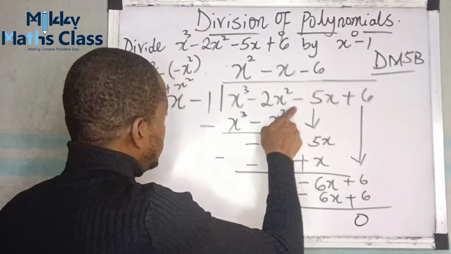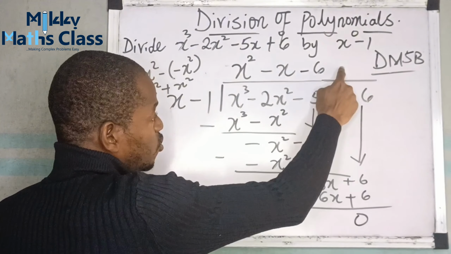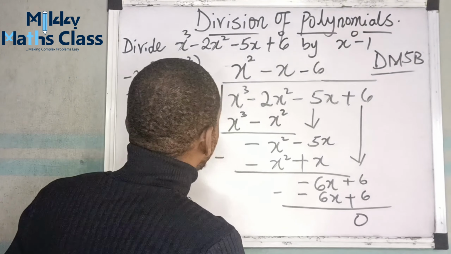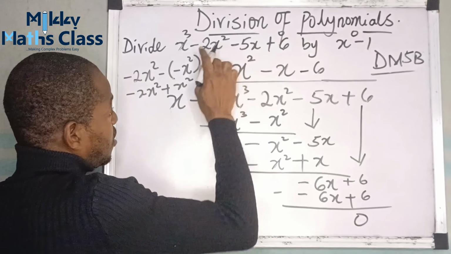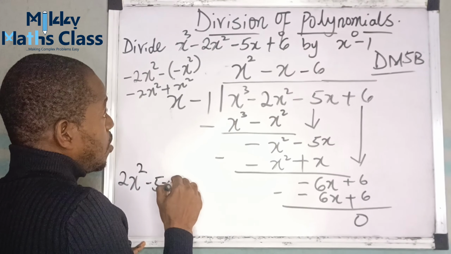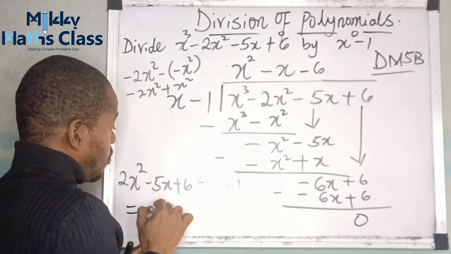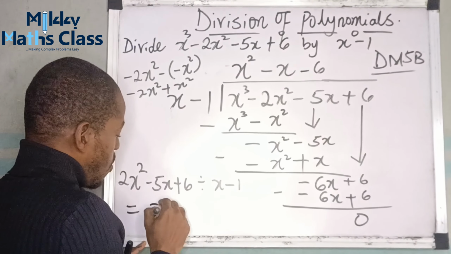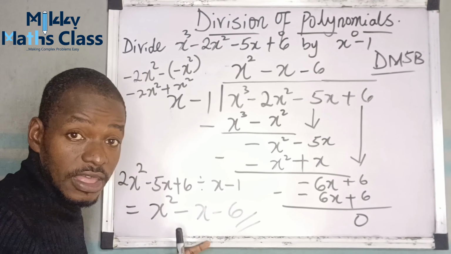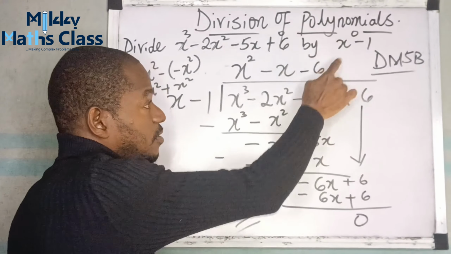This is the dividend, this is the divisor, this is the quotient, the answer we get when we have divided, and this is the remainder, 0. So therefore, x cubed minus 2x squared minus 5x plus 6 divided by x minus 1 will give us x to the power of 2 minus x minus 6. So this is the answer when this is divided by this.